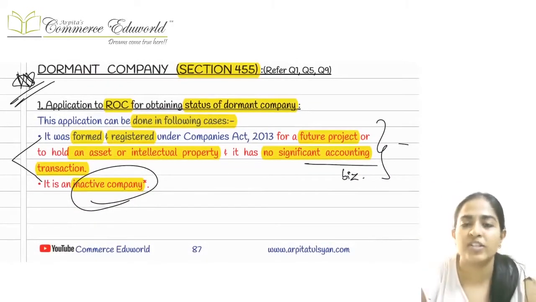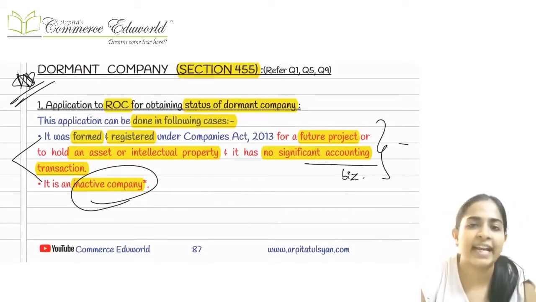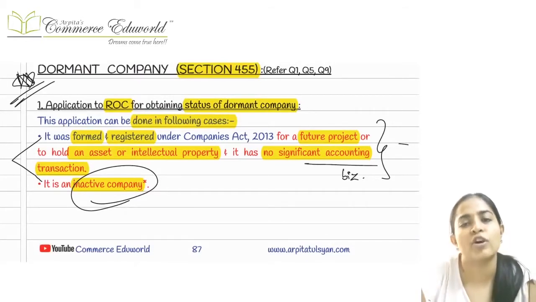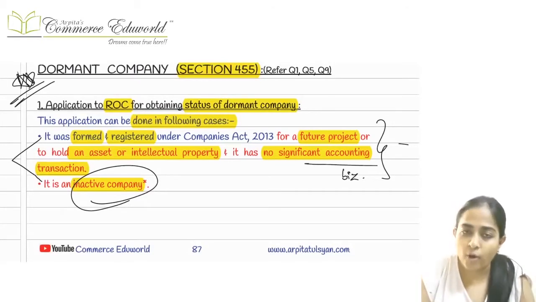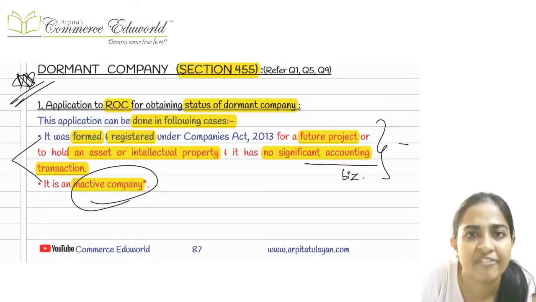Then going on, this was the second part. In total there are 6 parts in the chapter. So this was the second part, that is your punishment. Going on to the third one, which talks about your dormant company. Dormant company is given in section number 455.